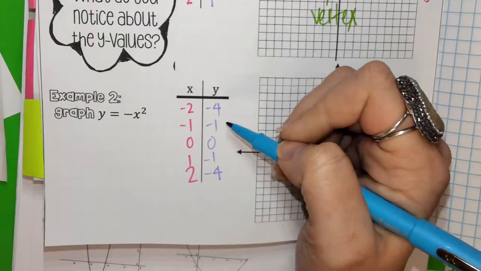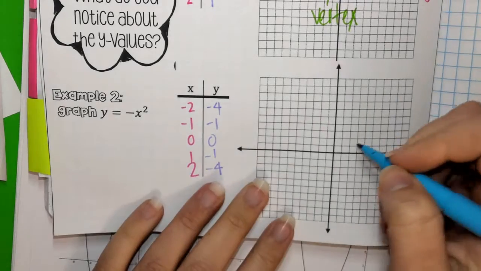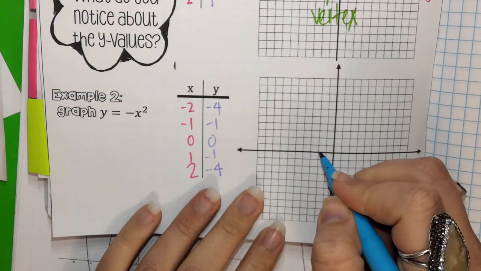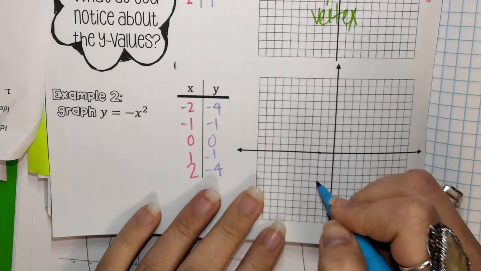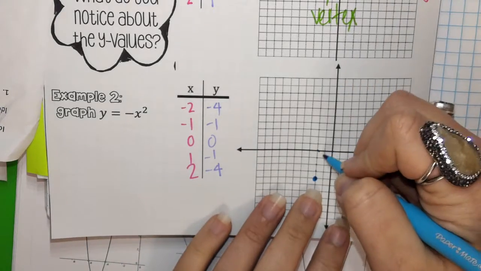Okay, so let's plot these points. How would you go to -2, -4? Just put it right here in the stack. Come on, go down 2. No. Left 2 and then? Down 4. Down 4. My bad. Awesome. Okay, and then how do I get to -1, -1? Left 1, down 1. Awesome.